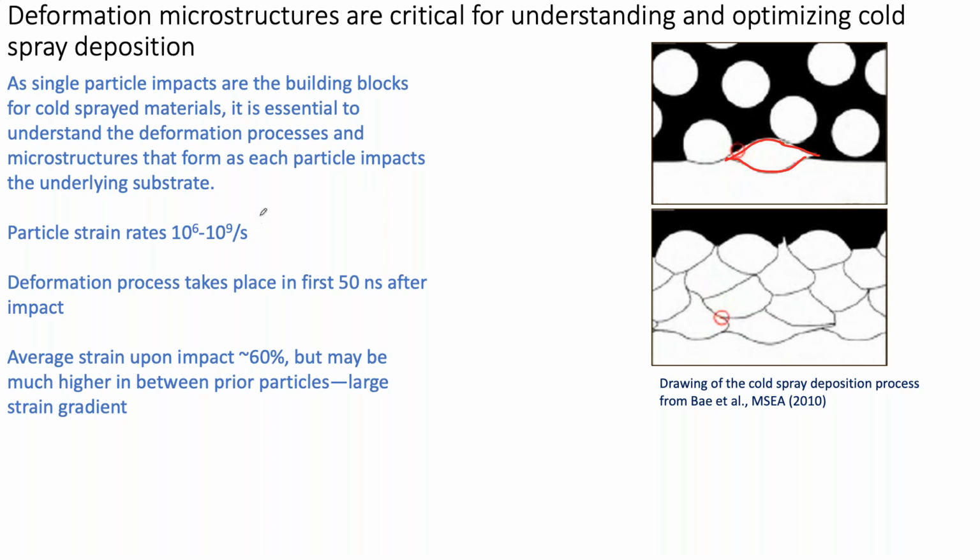Some things that are really crazy are that if you do a simple estimate of the particle strain rate, now it's not a uniform strain rate. The strain rate right at the point of impact is much higher than it is higher up in the particle, but you're looking at things on the order of 1 million to 1 billion strain per second, which is kind of crazy. The entire deformation impact process takes about 30 to 50 nanoseconds. So that's also really quite something. When I said it's instantaneous, okay, it's not instantaneous, but I would say that 30 to 50 nanoseconds is pretty close to instantaneous. And the average strain upon impact is about 60%, but it can be much higher, again, at this impacting point.